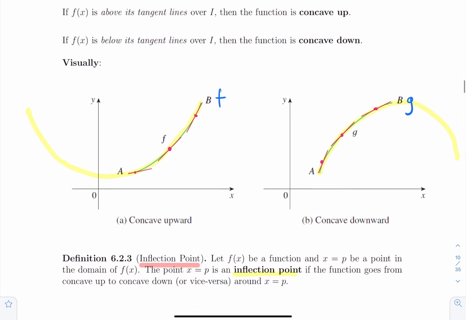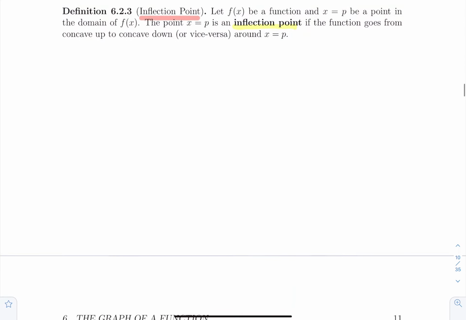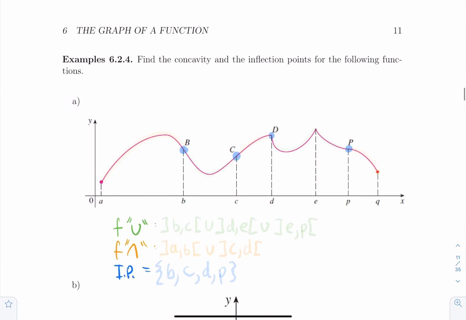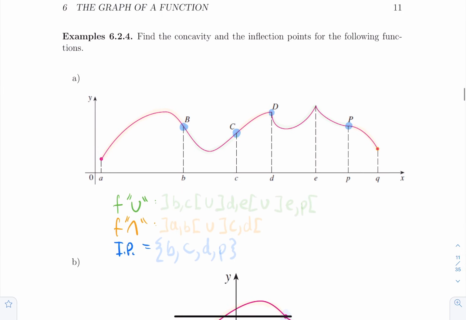So the first thing we're going to do together is look at examples, and we're going to label on a graph where a function is concave up, concave down, and whether the function has any inflection points. So here we go. Let's find for the following functions where the function is concave up and concave down, and find any inflection points for the function.